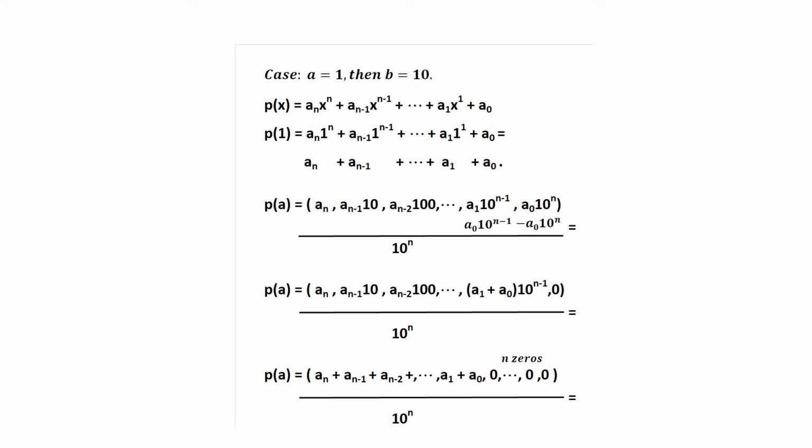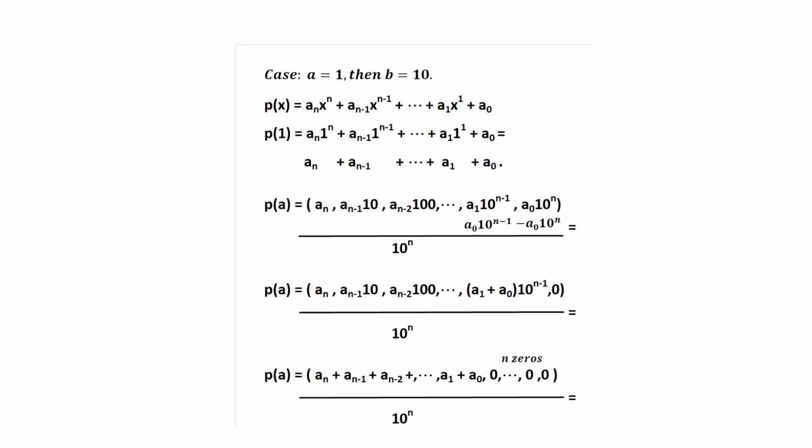Here we have the case, a is 1 and b is 10. Now, P of 1 is a sub n times 1 to the n plus a sub n minus 1 times 1 to the n minus 1, all the way down to a sub 1 times 1 to the 1 plus a sub 0. 1 to any power is 1, so it becomes just the sum of the coefficients, a sub n plus a sub n minus 1, all the way down to a sub 0.